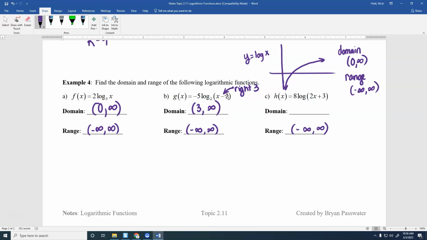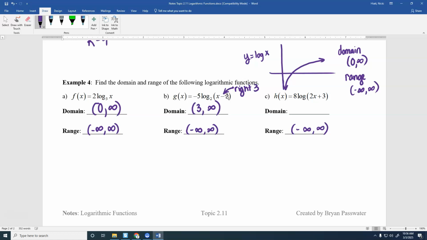Let's look at C. C is a little bit tricky because does the 8 on the outside matter for our domain? It does not. So we can kind of ignore it. It's going to make it taller and skinnier, but it doesn't change our domain. It's that 2x plus 3 that will change our domain.